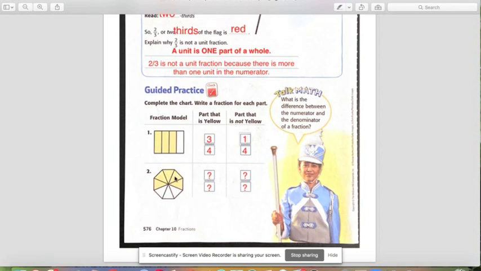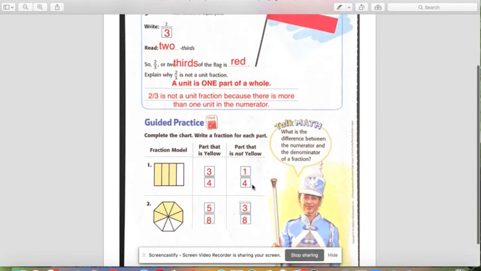Over here, I think this is an octagon. It's got 8 sides. 1, 2, 3, 4, 5, 6, 7, 8. Yes, okay. So I have 8 total parts, right? How many parts are yellow? Well, 1, 2, 3, 4, 5 are yellow. And there are 3 parts that are not yellow. So 5/8 of this octagon is yellow and 3/8 is not yellow.